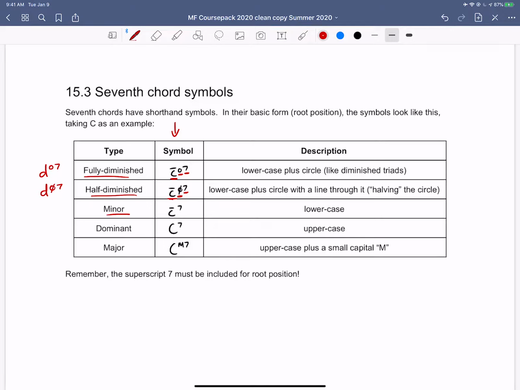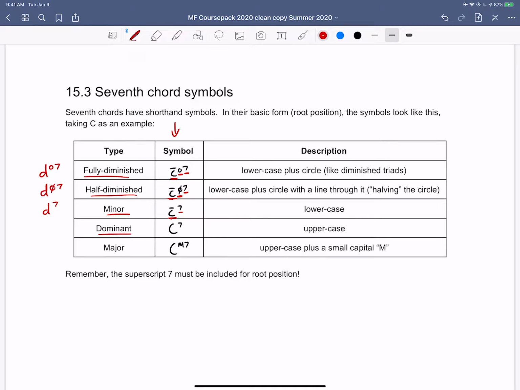For minor, all you need is a lowercase letter and then the superscript 7 to tell you that it's a minor seventh chord, for instance, as opposed to a minor triad. So if I took D as an example, just lowercase d, superscript 7, that's enough to tell us that we're dealing with a minor seventh chord.